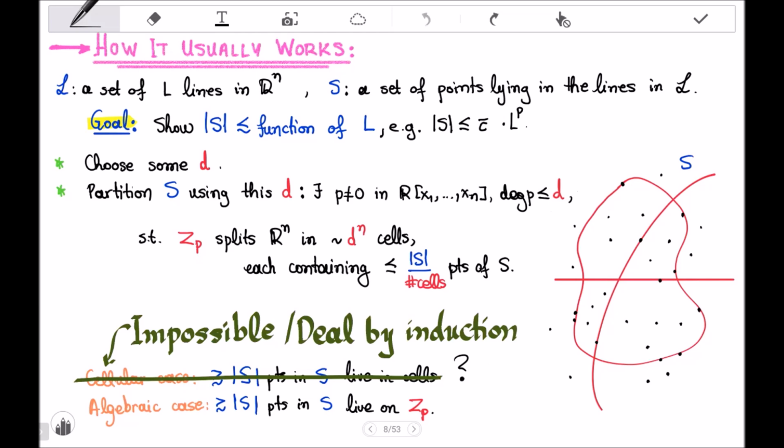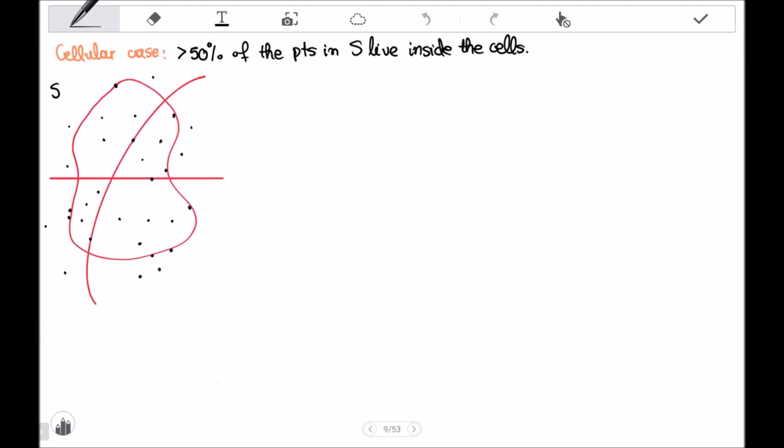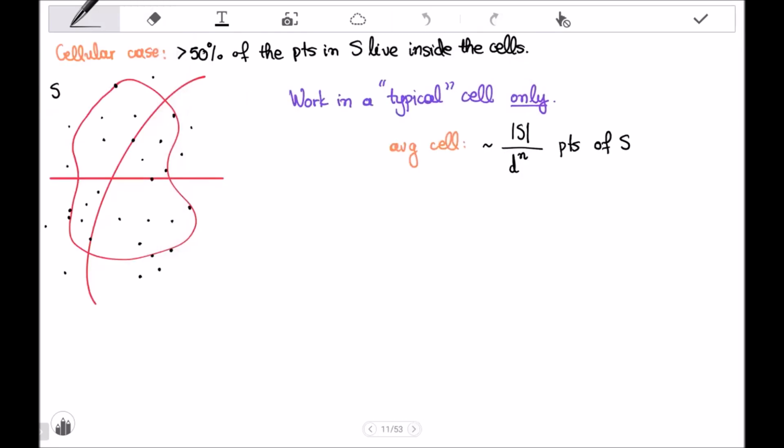Okay, so let's see how we work in the cellular case. Let's say more than 50% of the points live in the cells, and we always work in a typical cell. What do we mean by typical? We mean a cell of very average behavior. So we will know pretty much how many points are in the cell, and how many lines intersect the cell. Here is the numerology that a typical cell enjoys. The average cell contributes about the average number of points. Not at most the average, also about the average. So pretty much its fair share.